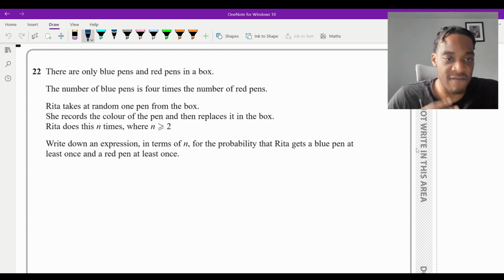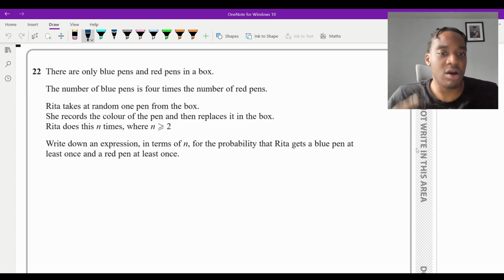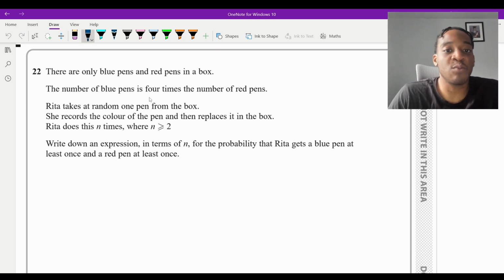This is definitely tricky. When I first saw this question, I was thinking this is definitely a bit mind-boggling for sure. But what you want to do is essentially just try and ask yourself, what are the events or scenarios whereby the probability that they're asking you for can happen, and try and see if you can formulate some patterns. So we're going to start with this. They've told us that the number of blue pens is 4 times the number of red pens.